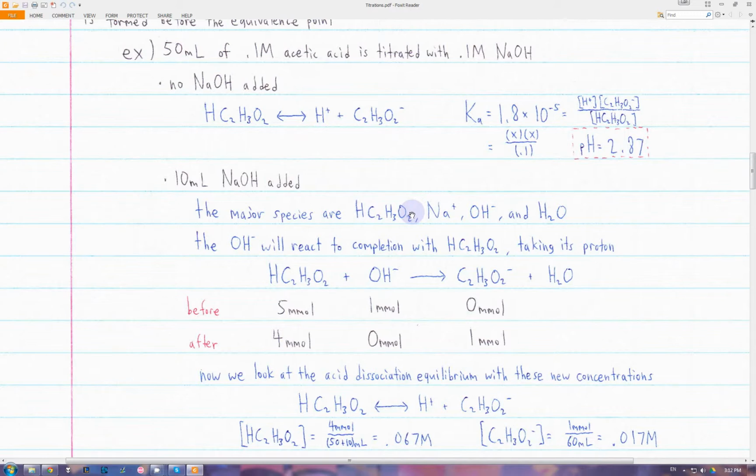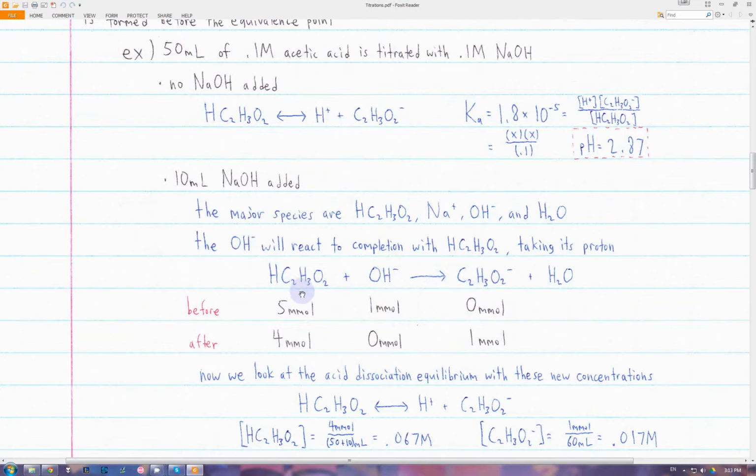So first is the stoichiometry problem. Remember that in a strong titration, the reaction was always just H+ and OH- forming water. But here, the hydroxide ion, which is a very strong base, will take protons from the strongest acid present, which is acetic acid. So it will react to completion with acetic acid to produce water and the acetate ion.